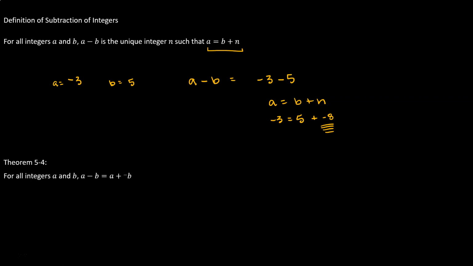We do have one theorem for subtraction of integers, and this just says basically that the subtraction of two integers can be written as the addition of the opposite of the number that's being subtracted. So if I did -3 minus 5, I can rewrite that as -3 plus -5.